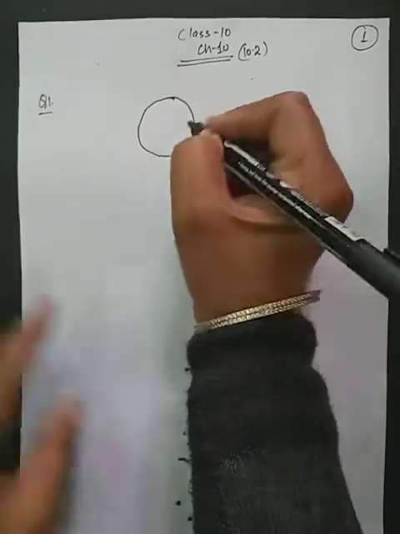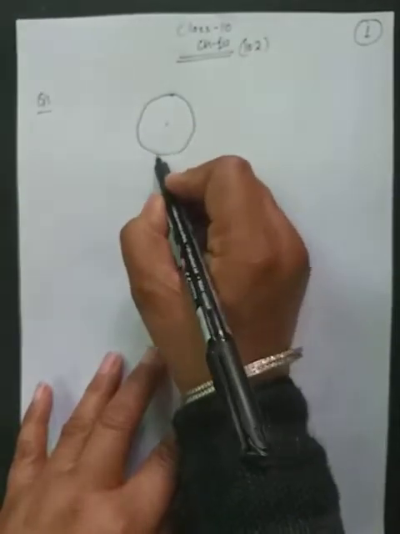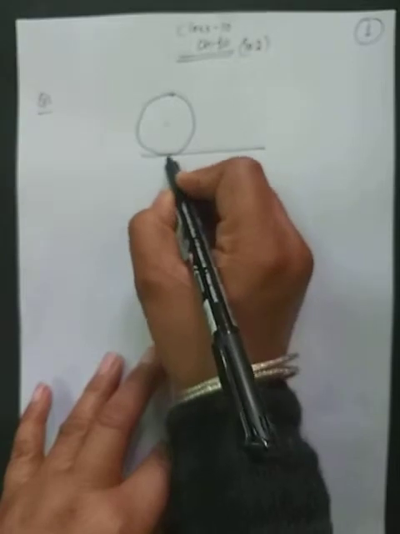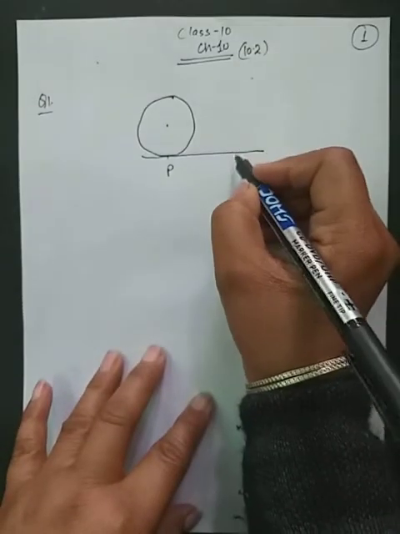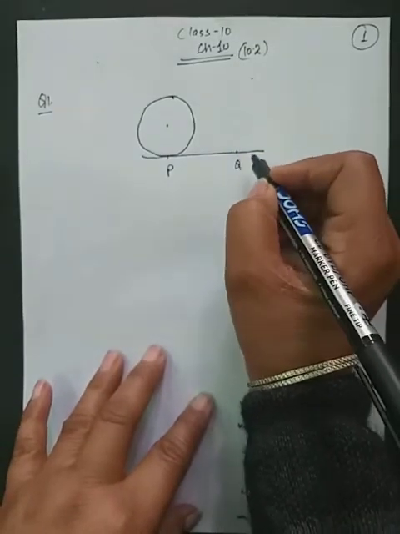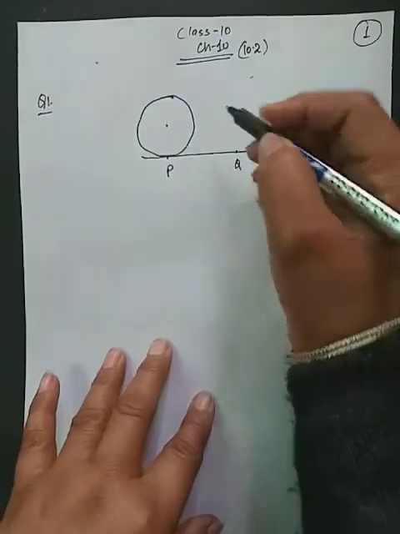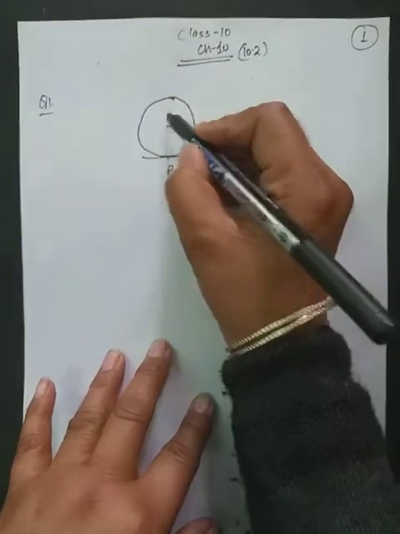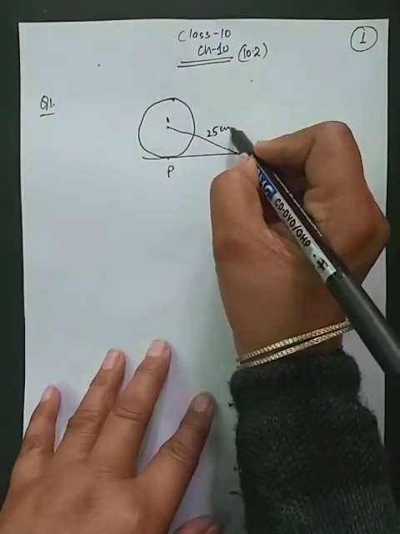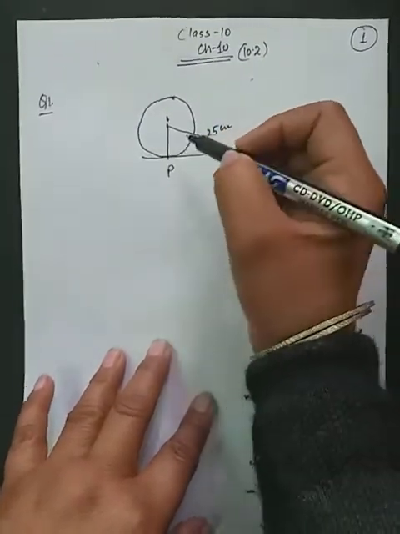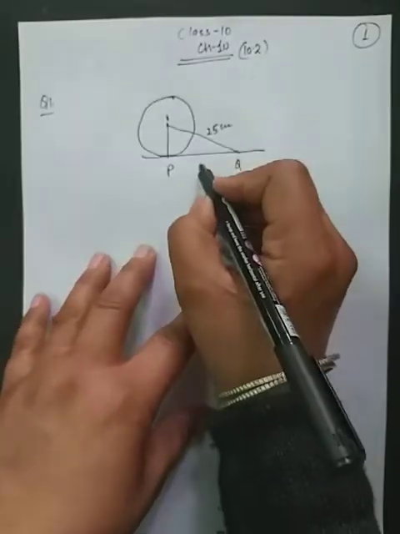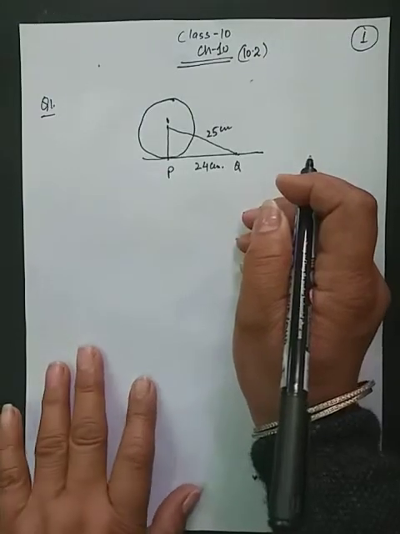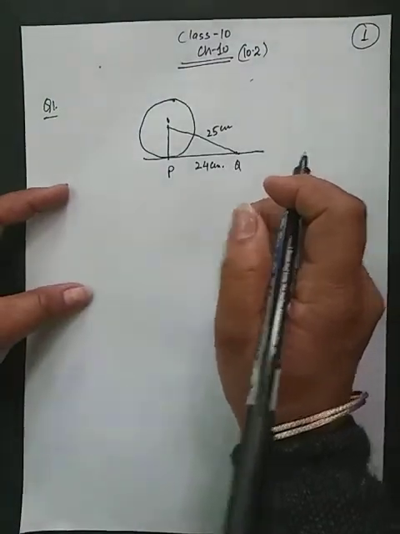This is our circle. This is the center of circle. And PQ is the length of tangent. And distance of point Q from the center of the circle is 25 centimeter. And length of tangent is 24 centimeter. Here we have to find the length of the radius.